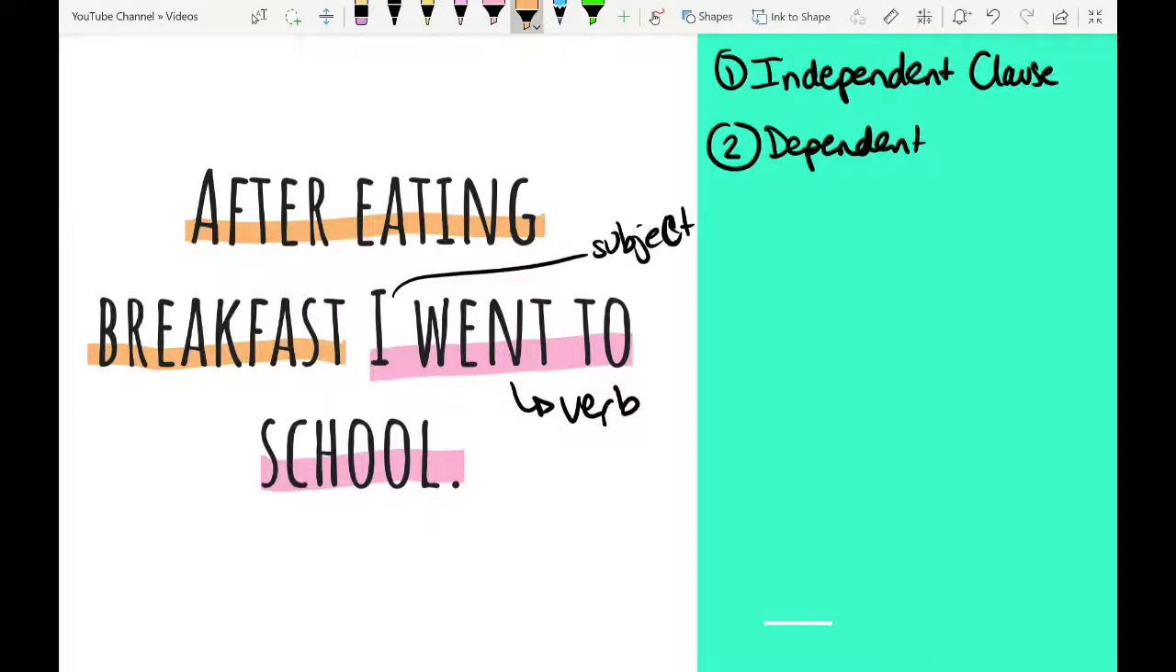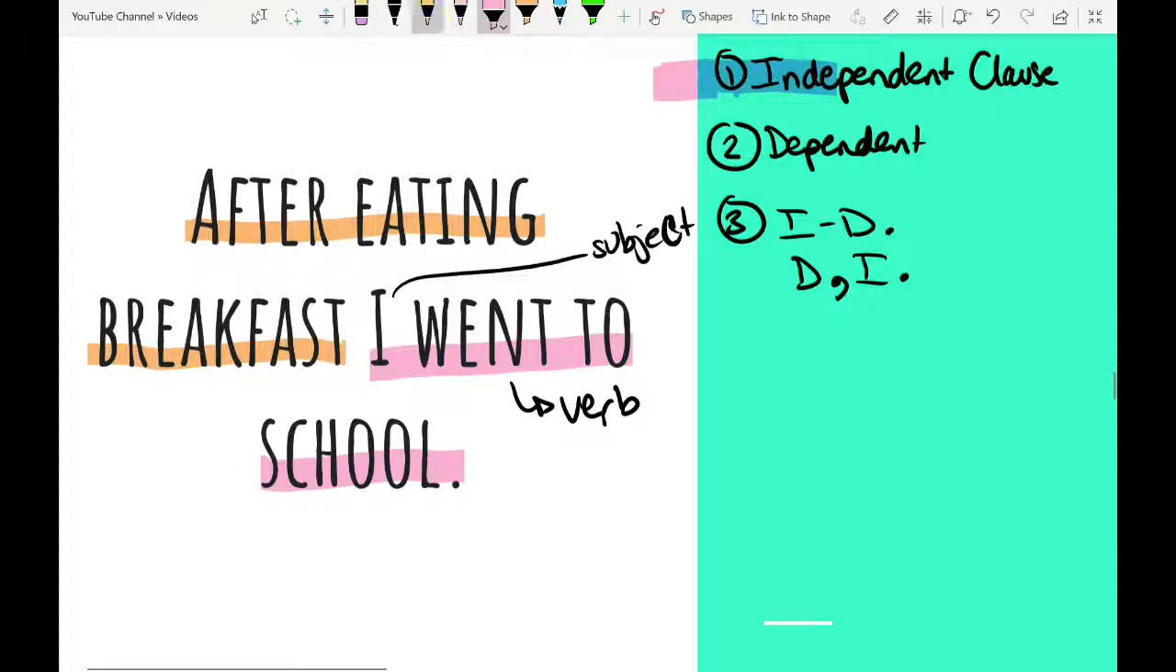Perfect. Okay. And then we have to determine, step 3, if it is independent dependent, then we just need a period. Or if it's dependent, then we need a comma, independent, period. Okay. So if we're looking at this, independent is pink, and dependent is our orange right there. Ours is going dependent independent, so our comma would go right here.